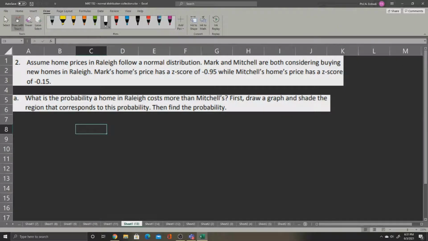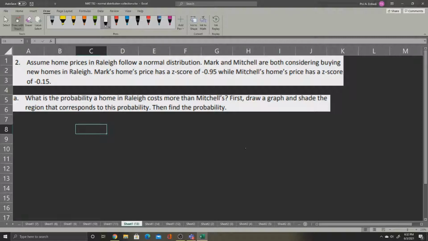This question says, assume home prices in Raleigh follow a normal distribution. Mark and Mitchell are both considering buying new homes in Raleigh. Mark's home price has a z-score of negative 0.95, while Mitchell's home price has a z-score of negative 0.15. What is the probability a home in Raleigh costs more than Mitchell's? First, draw a graph and shade the region that corresponds to this probability.